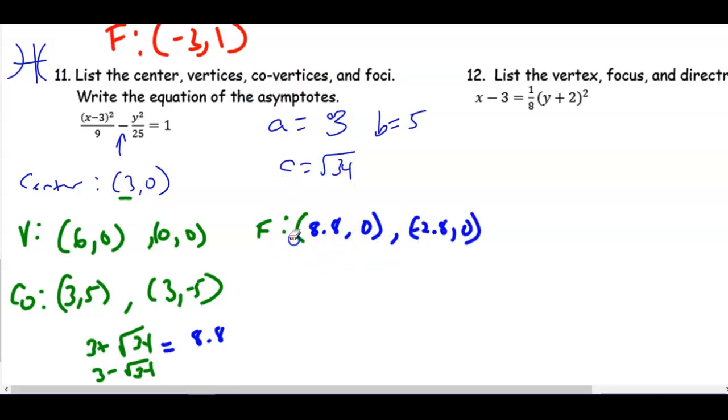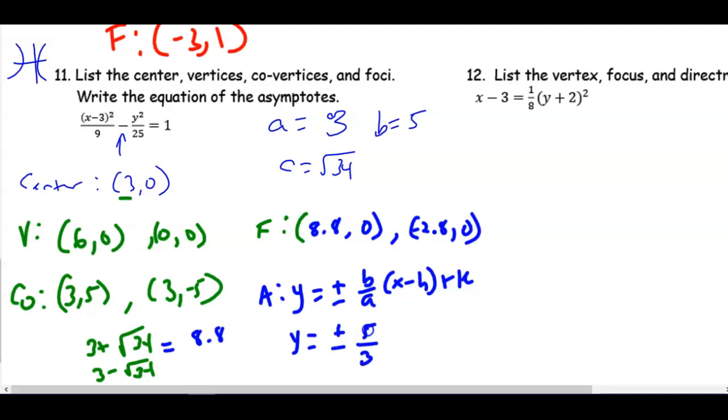And write an equation for the asymptote. So again, this one is horizontal. So the equation of the asymptote is y equals plus or minus A over B, x minus... nope, hold on, it's horizontal, I keep tripping. Plus or minus B over A, (x minus h) plus k. So y equals plus or minus B over A, (x minus 3) plus 0, or you can just leave it like that.